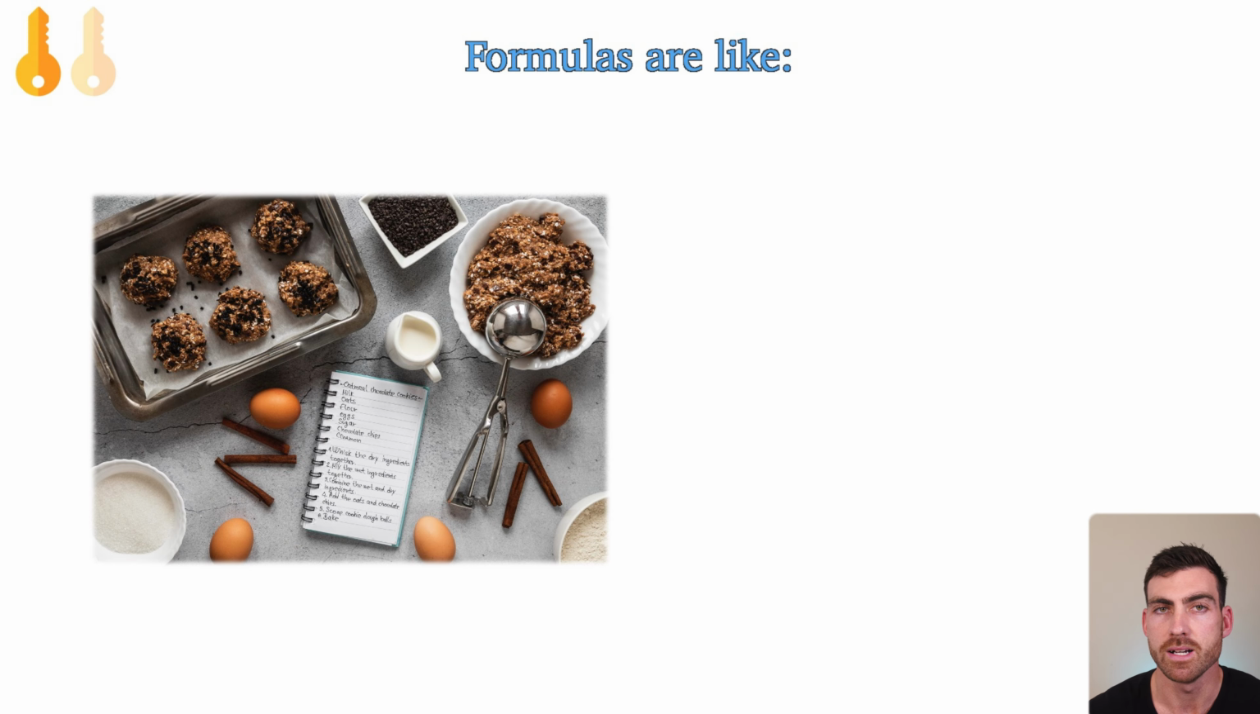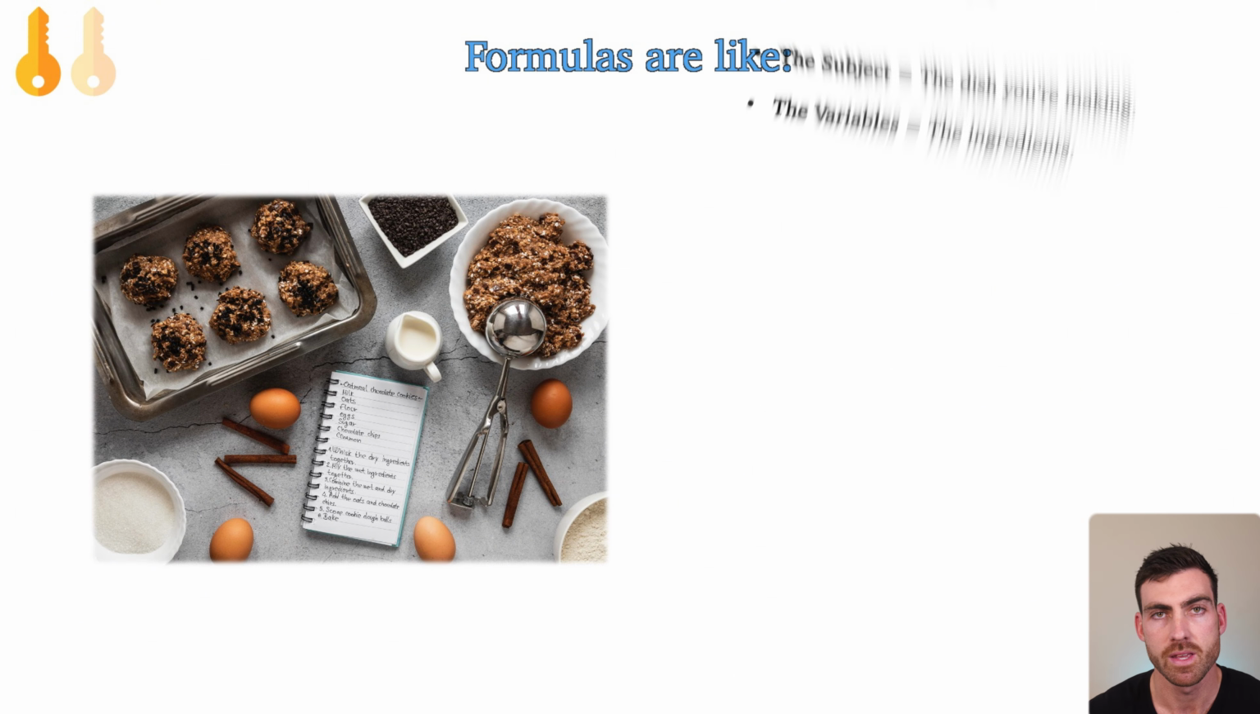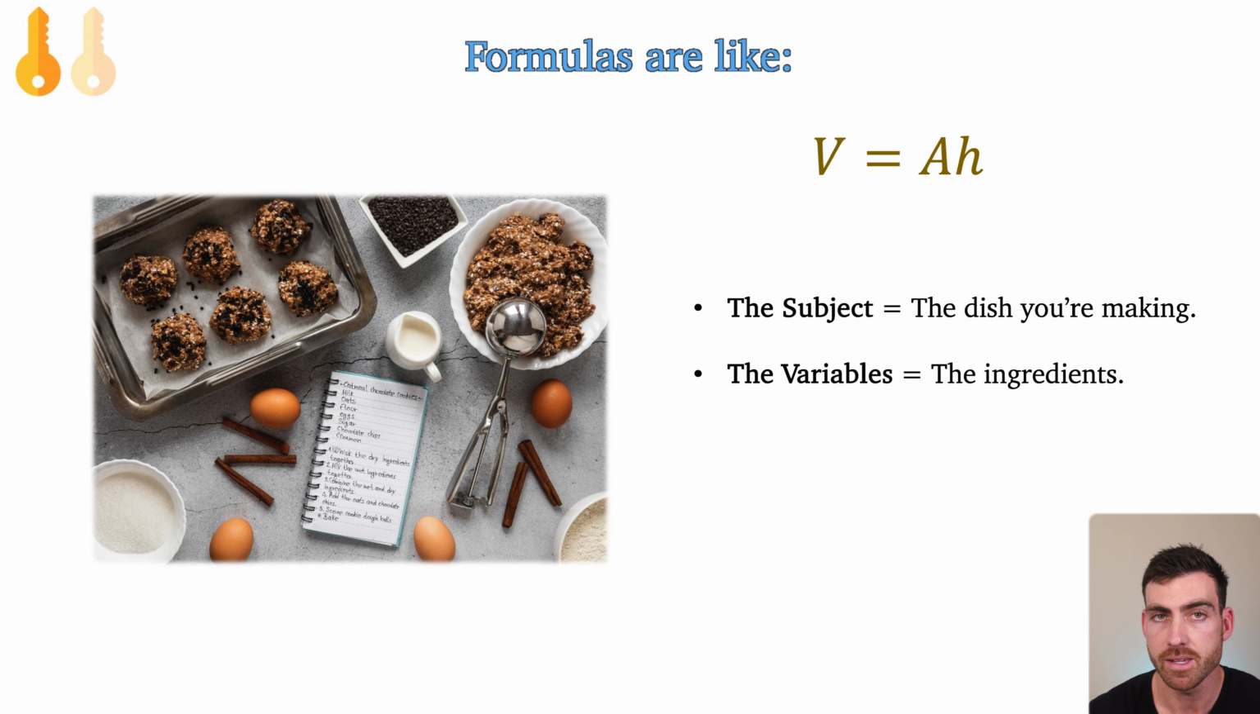Think of a formula like a cooking recipe. The subject is the dish you're making, and the other variables are the ingredients. If the recipe says 3 eggs and you use 5, you don't just get a slightly different cake, you could completely ruin the texture and flavor. In the same way, if you substitute the wrong numbers into a formula, the entire answer will be wrong no matter how carefully you calculate.